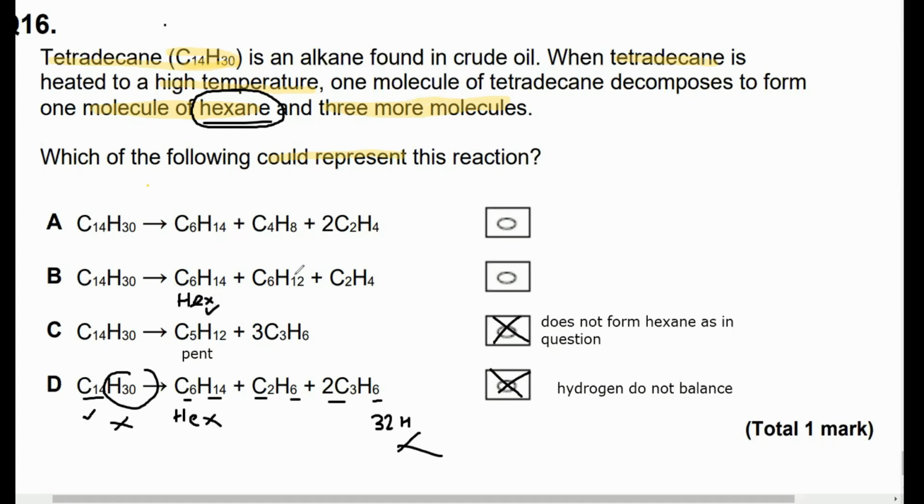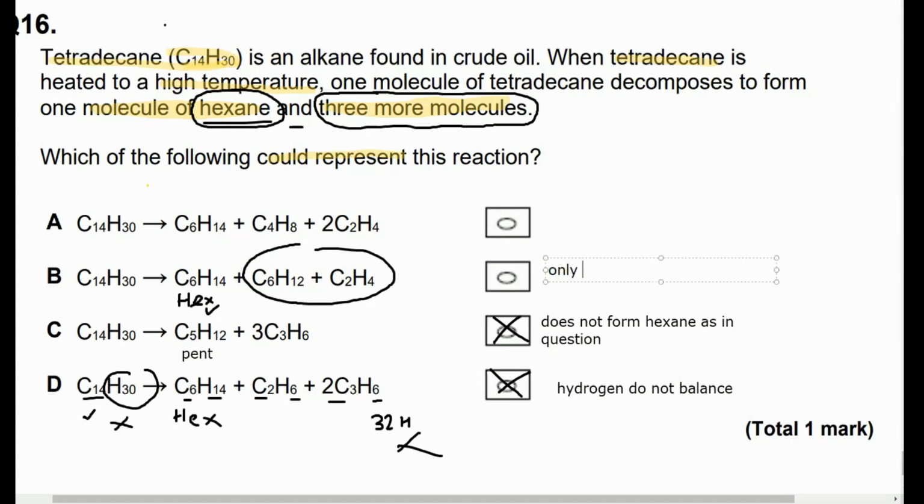Now let's look at B. B does form hexane, big tick. B does only form two more molecules. Look, it's hexane and it's C6H12 and C2H4. So that is only two molecules. That's not three more molecules. So again, we don't need to check if it balances. That's incorrect. And that just leaves our lovely correct answer, which is A.